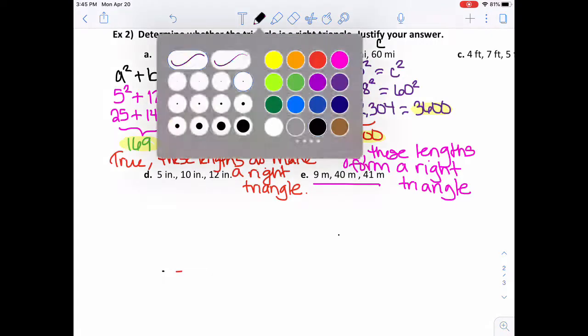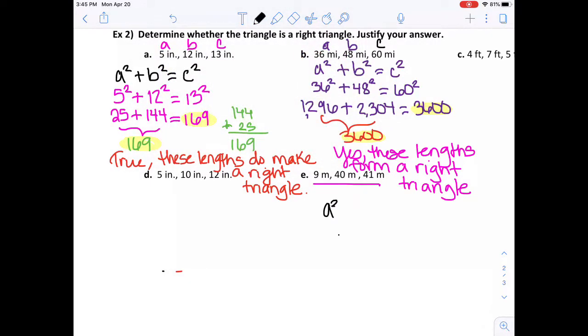Okay, we're going to go ahead and start with the Pythagorean theorem. A squared plus B squared equals C squared. Now, the longest length is 41, so that is C. Then these two have to be your A and your B. So we're going to plug in 9 for A. We're going to plug in 40 for B. Remember, we have to do our squares first. And 41 for C. Okay, 9 times 9 is 81.